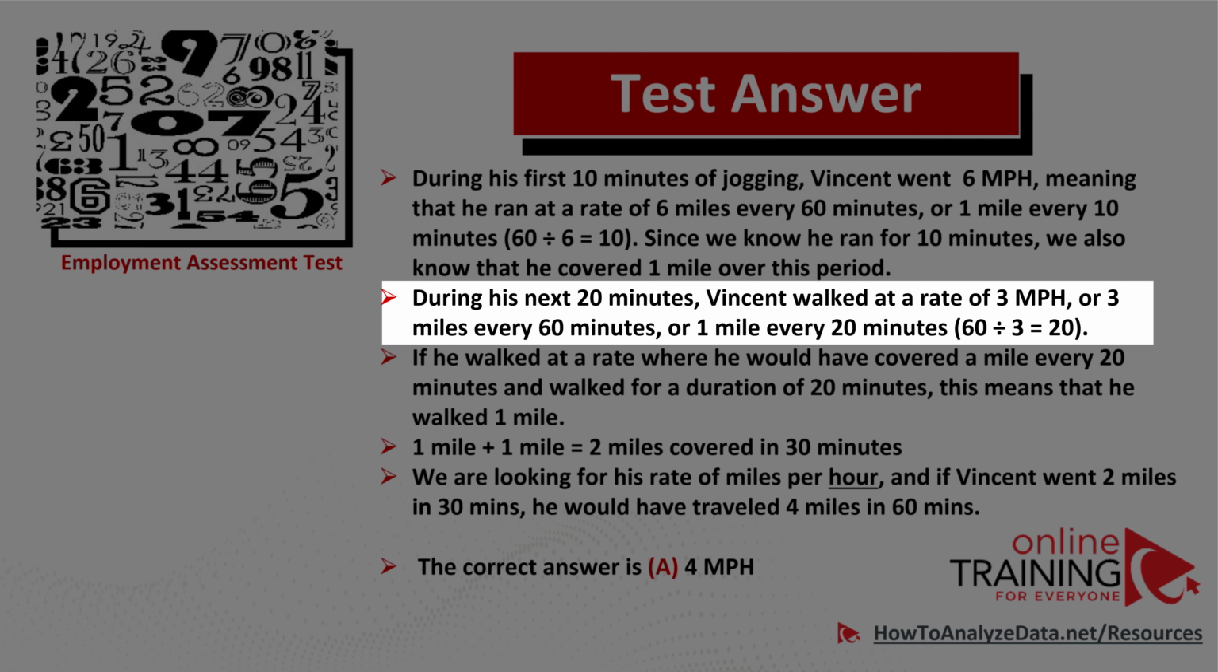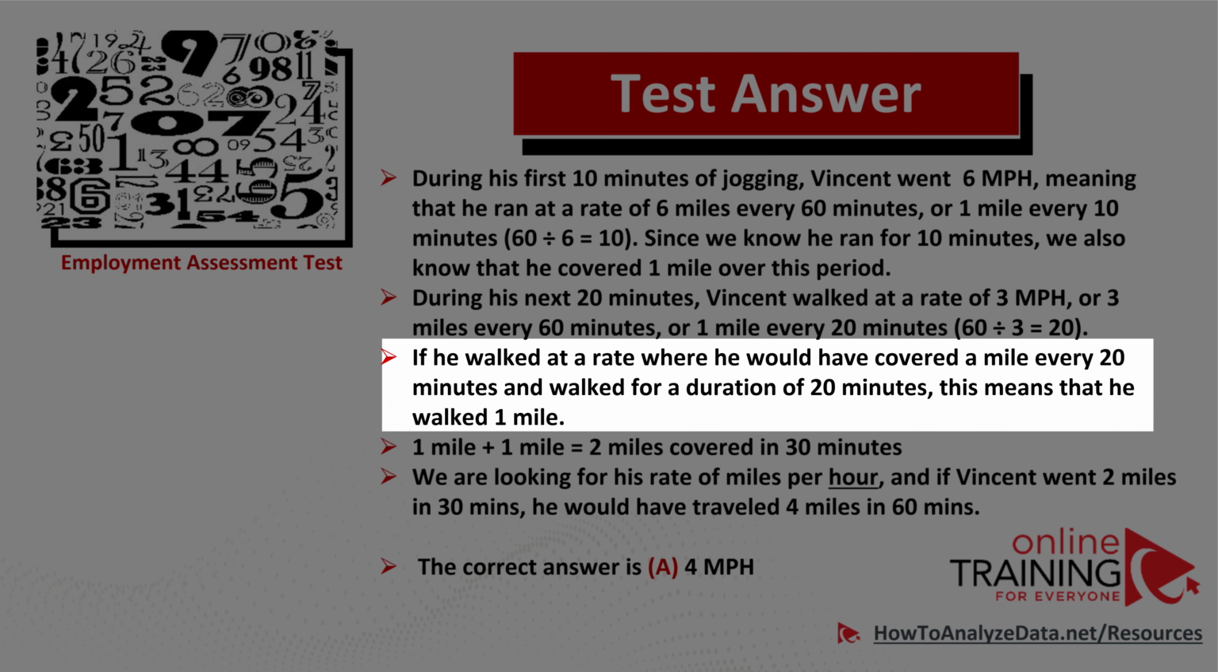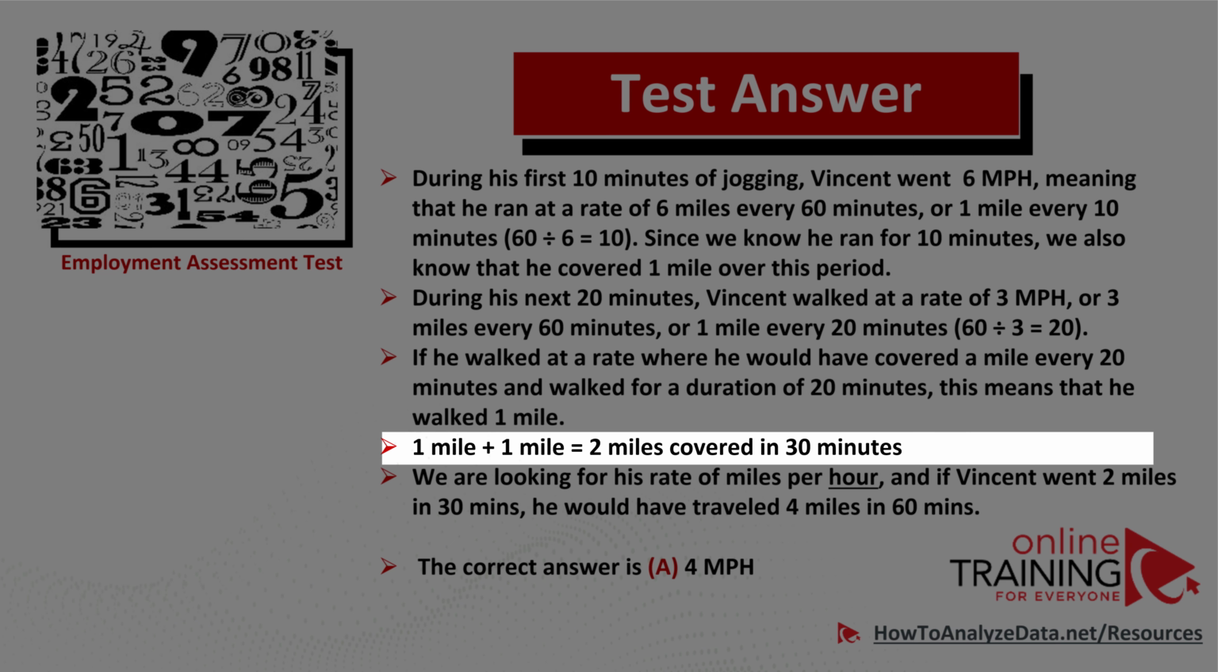During the next 20 minutes, Vincent walked at the rate of 3 miles per hour, or 3 miles every 60 minutes, or 1 mile every 20 minutes. 60 divided by 3 is an equivalent of 20. If he walked at the rate where he would have covered a mile every 20 minutes, and then walked for a duration of 20 minutes, this means that he walked 1 mile. 1 mile plus 1 mile equals 2 miles.